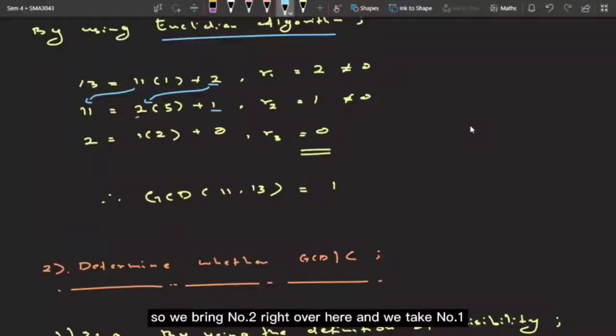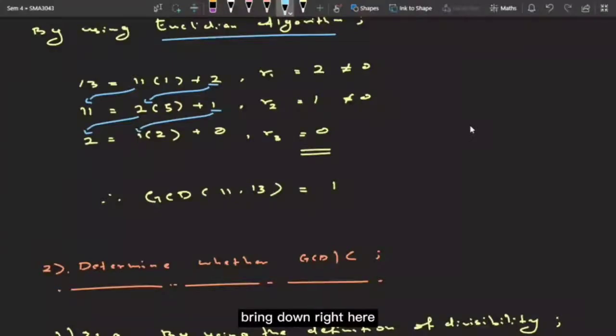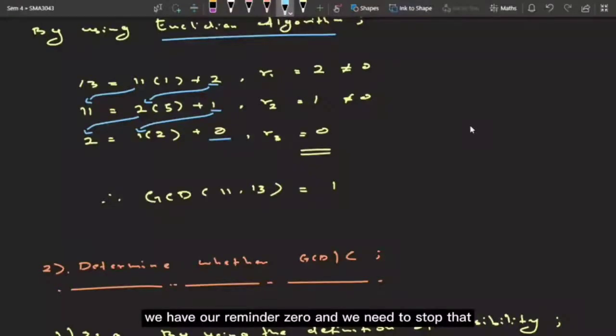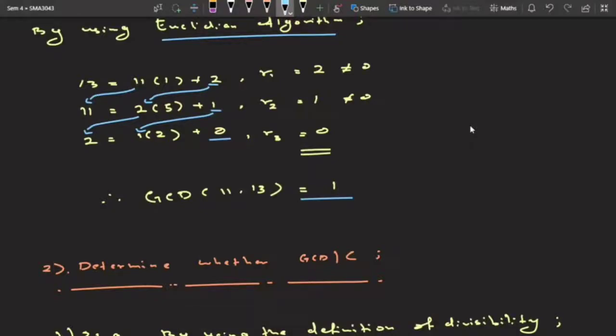So we bring number 2 right over here, and we take number 1, bring it down right here. So 2 is equal to 1 times 2 plus 0. Finally, we have our remainder 0, and we need to stop there. So our GCD of 11 and 13 is 1.